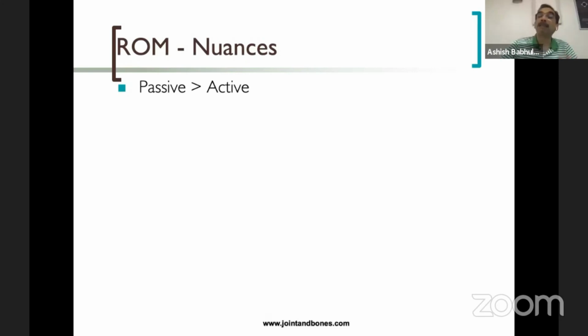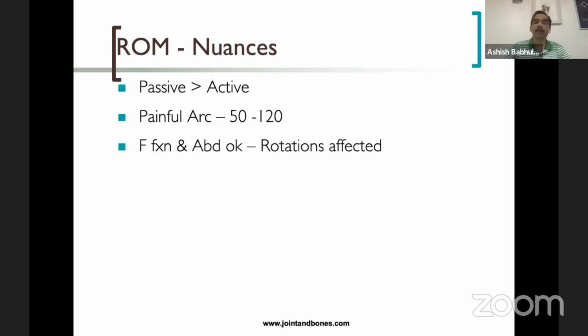If a patient has a passive movement which is more than active movement, then you must realize that he's probably got a rotator cuff tear or a neuropathy. If a patient has a painful arc between 50 to 120 degrees, then you know that he has a supraspinatus lesion. It could be a partial cuff tear, an inflammation, supraspinatus tendinosis, or a calcification. But now let's go deeper down into this.